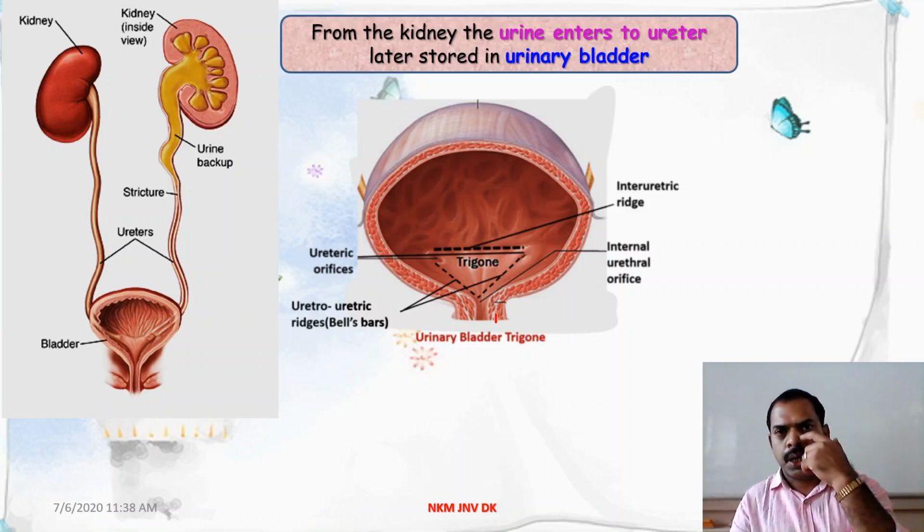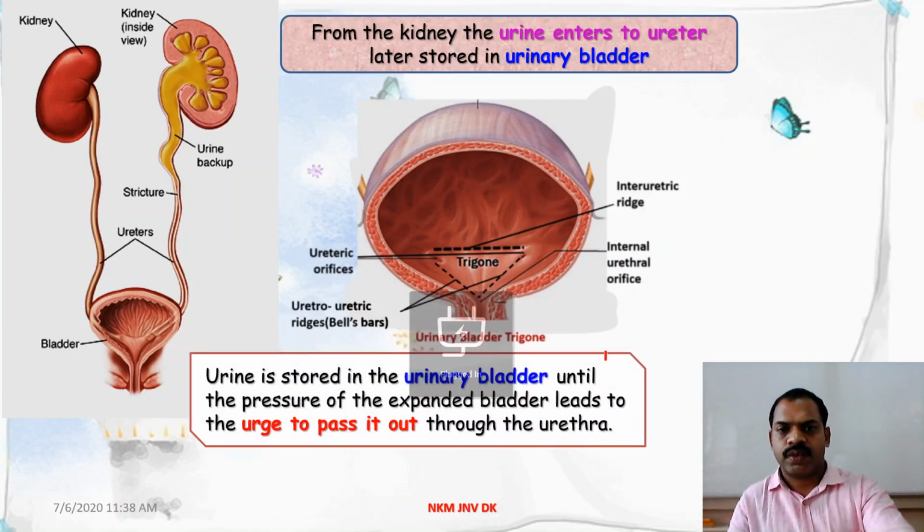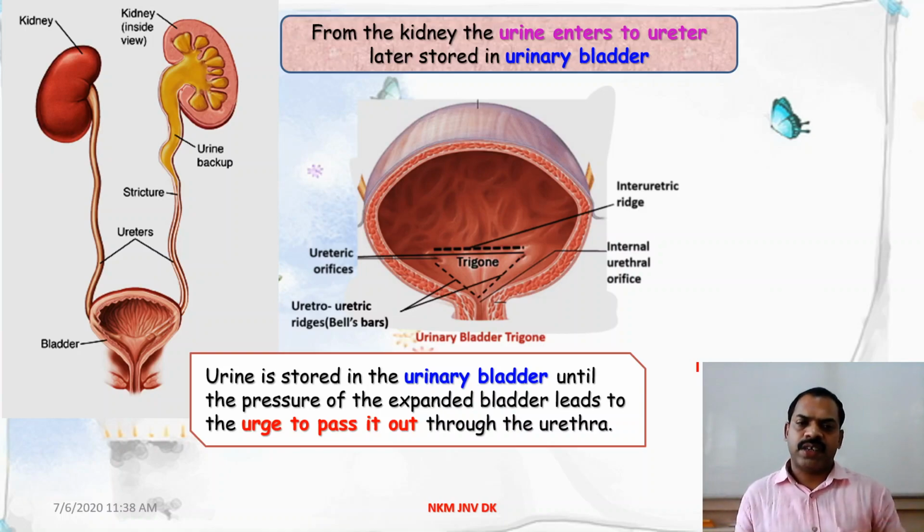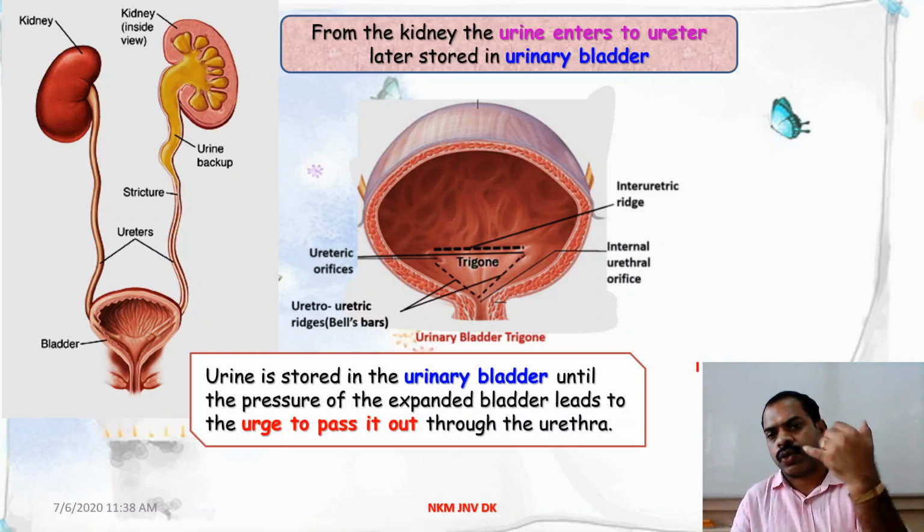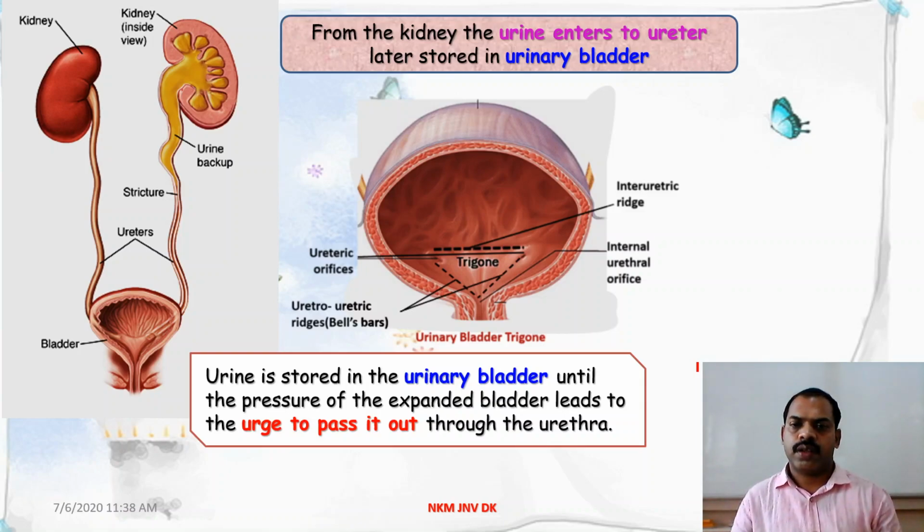Okay, so from the kidney, the urine enters into the ureters, and through the ureters, you can see here, it enters the urinary bladder. Then urine is stored there. Then the pressure is generated as it is filled, and our brain will give an urge: I want to go to the toilet. If it is ready, I told you it is passed through the urethra. This is the mechanism of urine passage.